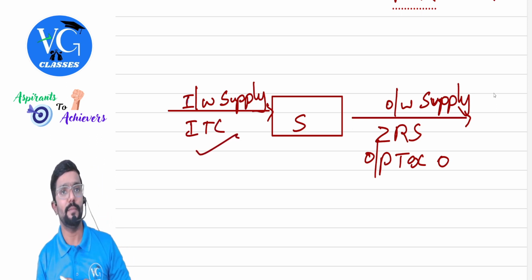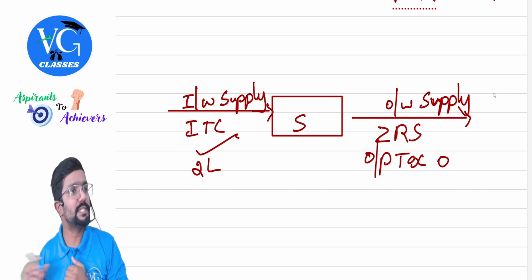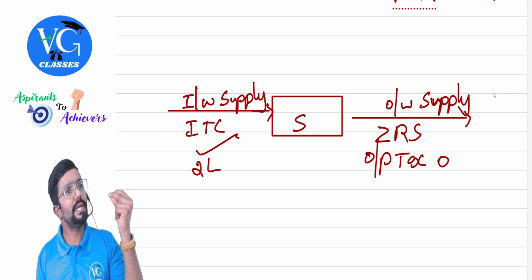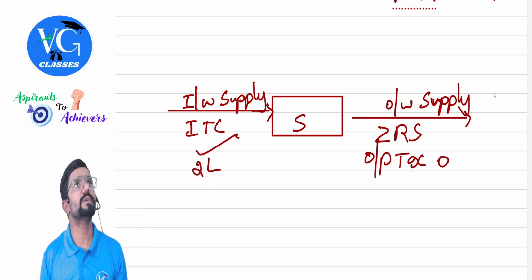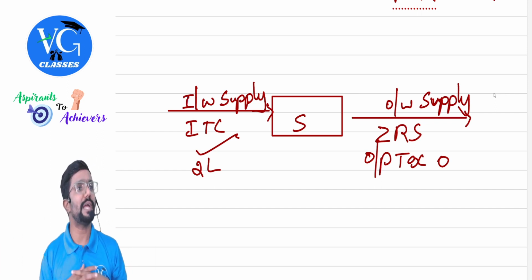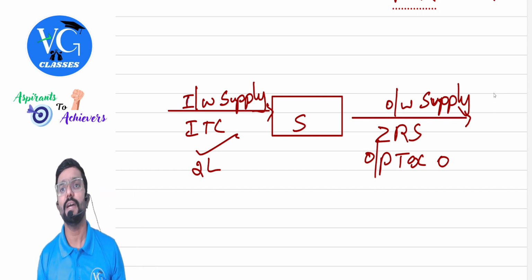ITC is available. Assume he has ITC of 2 lakh, but output tax is zero because he is not paying any tax on his outward supply. ITC is available, he has 2 lakh. What should he do? Can he claim it? Yes. But to claim, I don't have output tax. What will he do? Claim a refund of it.